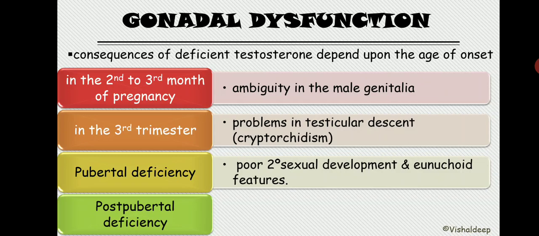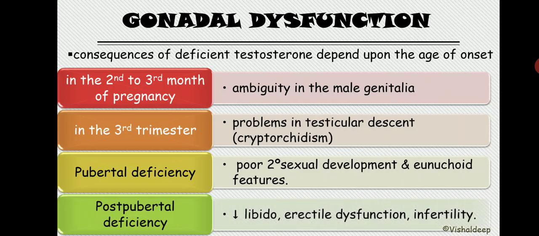Now if the testosterone is lost after the puberty, then the secondary sexual characters will have appeared, but there is a loss of libido. The person will have less interest in sexual intercourse, erectile dysfunction, the penis will not get erected, and infertility. Got it?